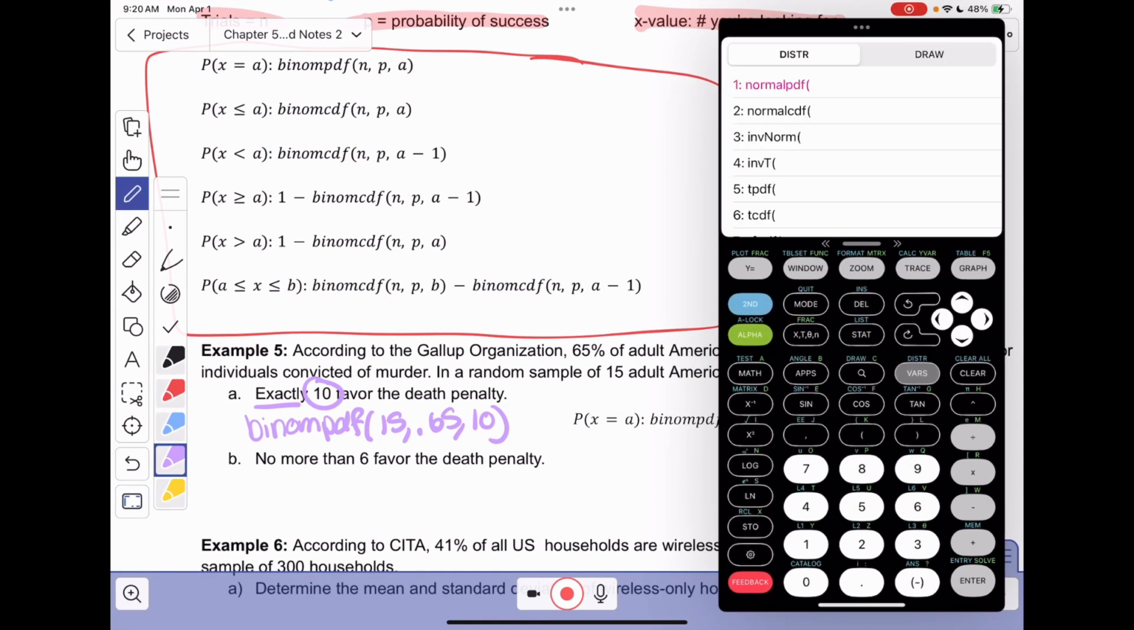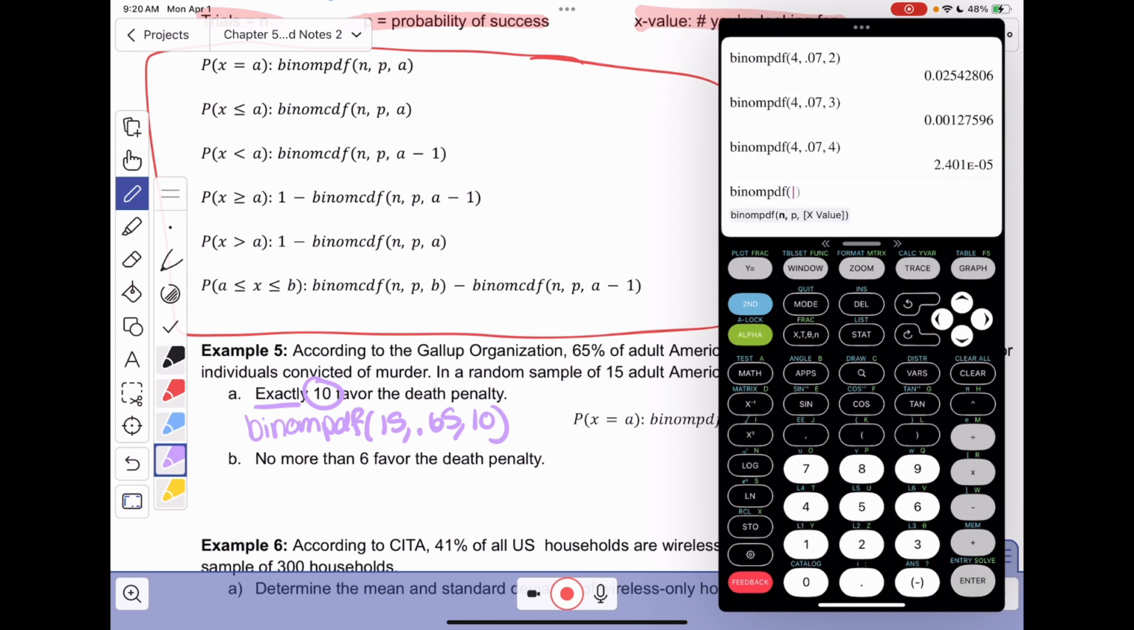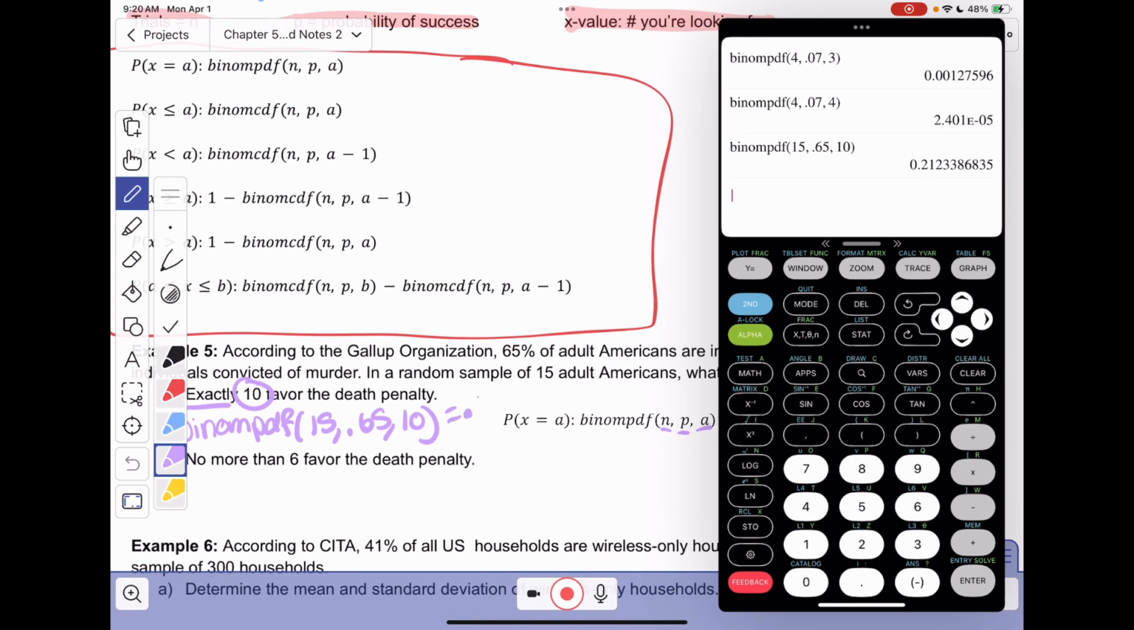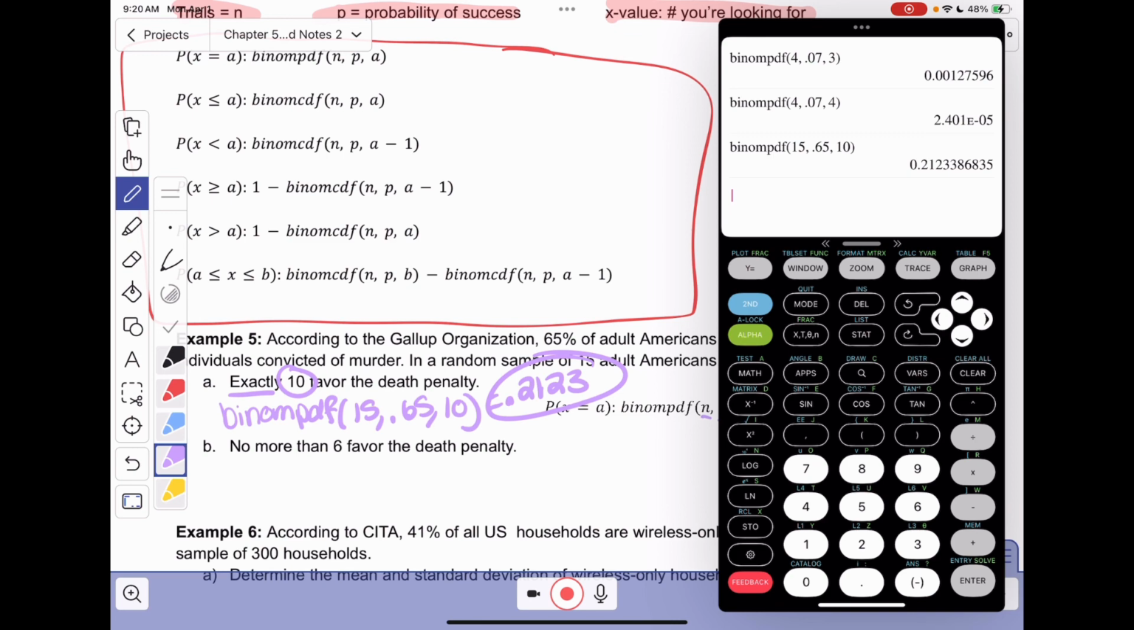So second vars, go down to A, 15, comma, 0.65, comma, 10. And I get 0.2123. So 21.23% chance that exactly 10 would favor the death penalty.